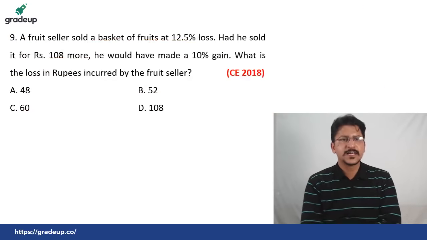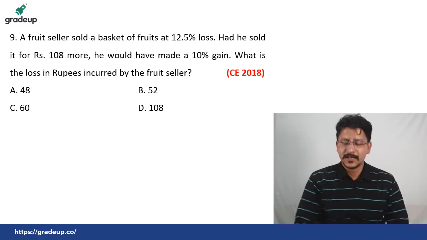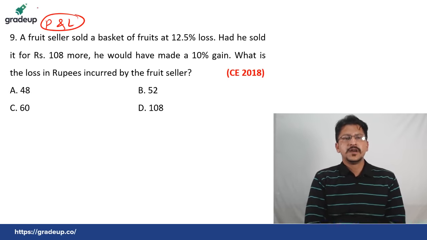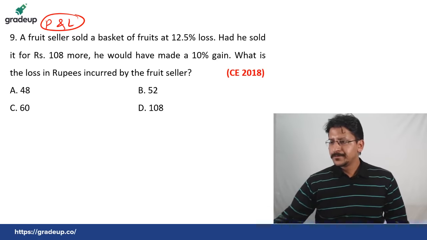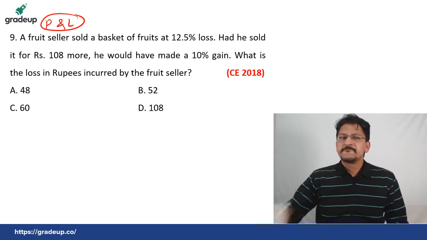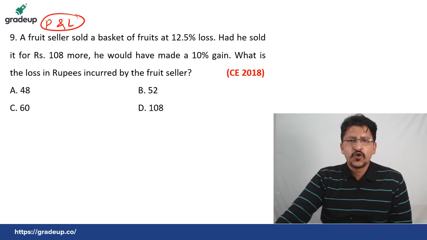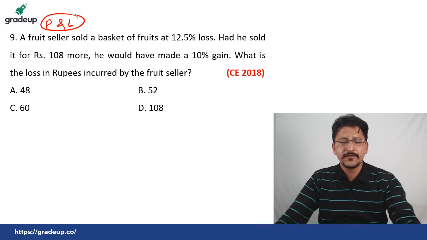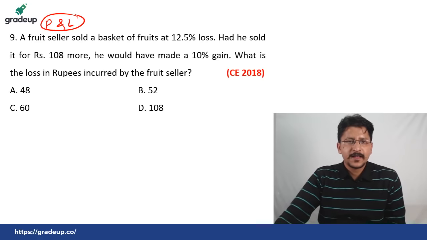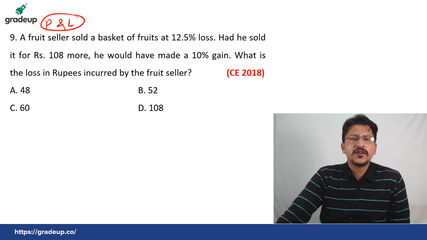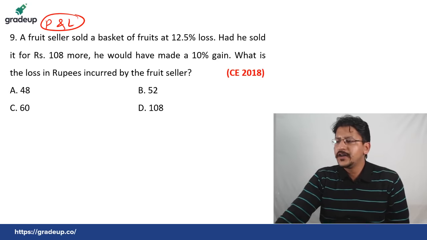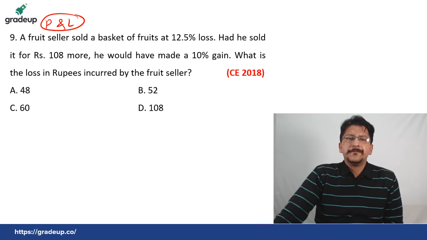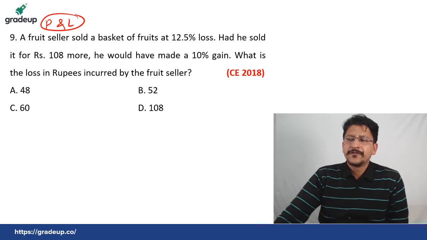Okay, now see the next problem, problem number 9. This is from the topic of profit and loss. Read the problem. A fruit seller sold a basket of fruits at 12.5% loss. Had he sold it for 100 rupees more, he would have made a 10% gain. What is the loss in rupees incurred by the fruit seller?